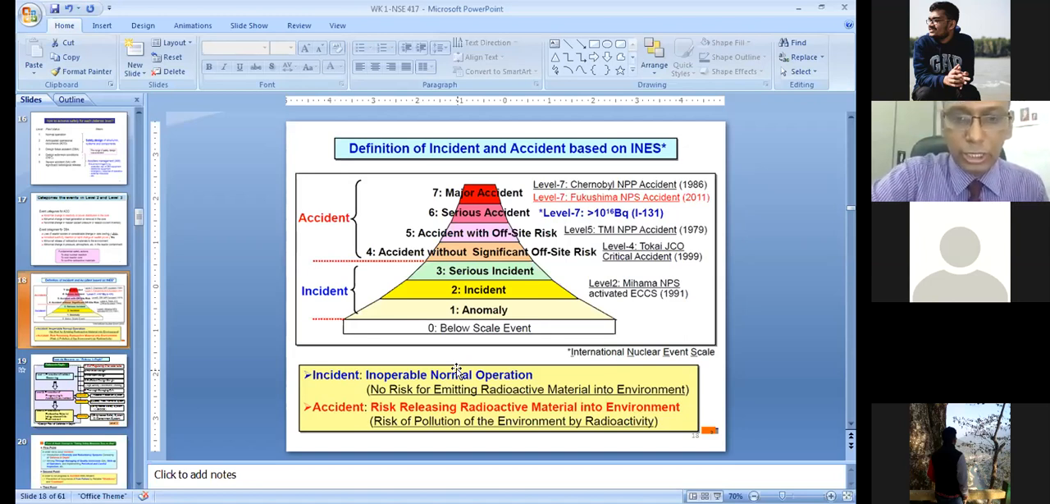So, the difference between incident and accident. An incident means something happens during normal operation, but it can be mitigated. So there is no severe risk outside the reactor containment, and no radioactivity affecting the environment. But an accident is definitely when radioactivity goes outside and affects the environment. That time it is called an accident in nuclear language.